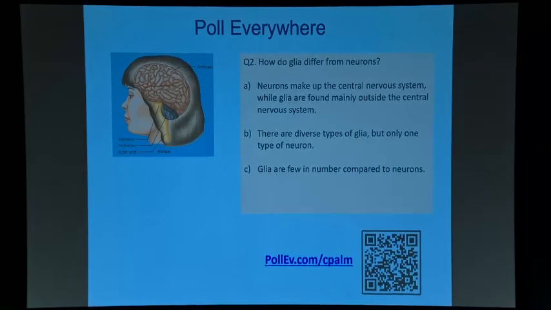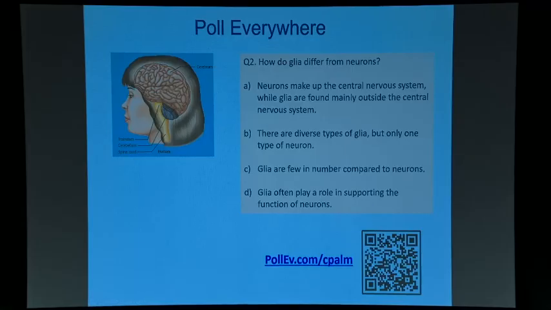Okay, so pretty much everyone put D, which is correct, so great job. We talked about how glia have these diverse roles in supporting the function of neurons. A isn't correct because both glia and neurons are found both in our periphery and in our brain, in our central nervous system.